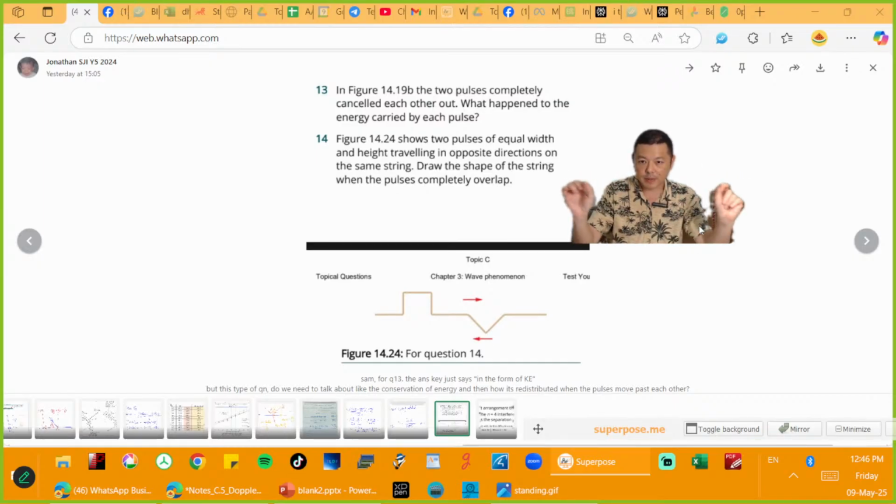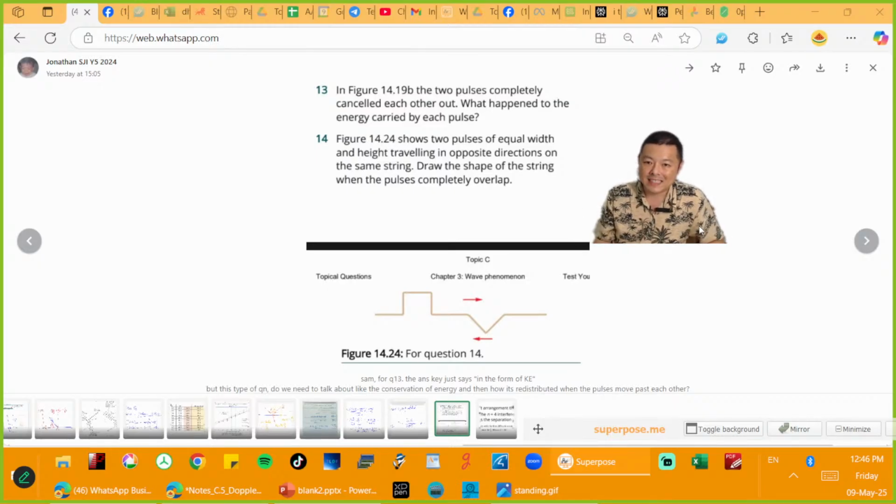The energy is still being transferred through the particles, and eventually the two pulses will separate, right? So when two pulses meet, they cancel each other out, but it's not like the energy disappears. The energy cannot disappear, so they end up being vibrations of particles.